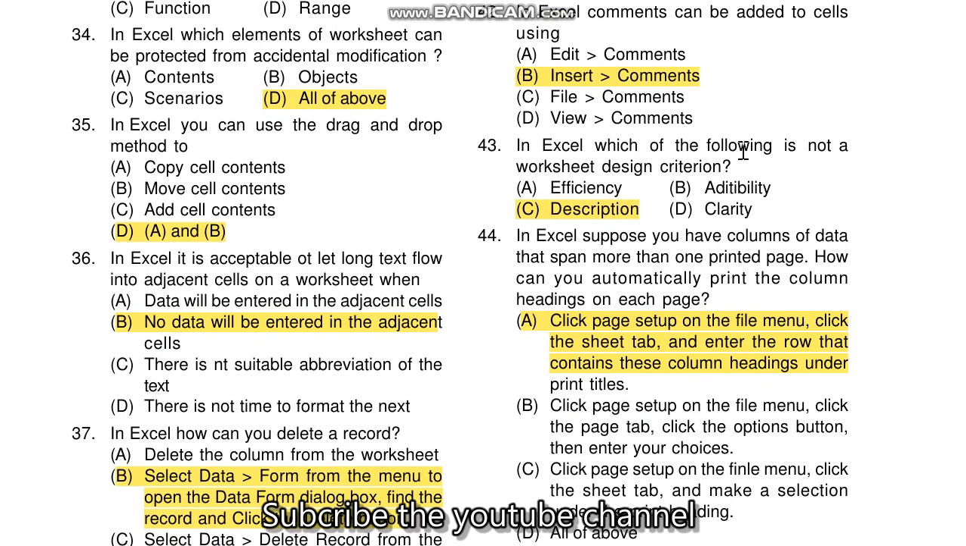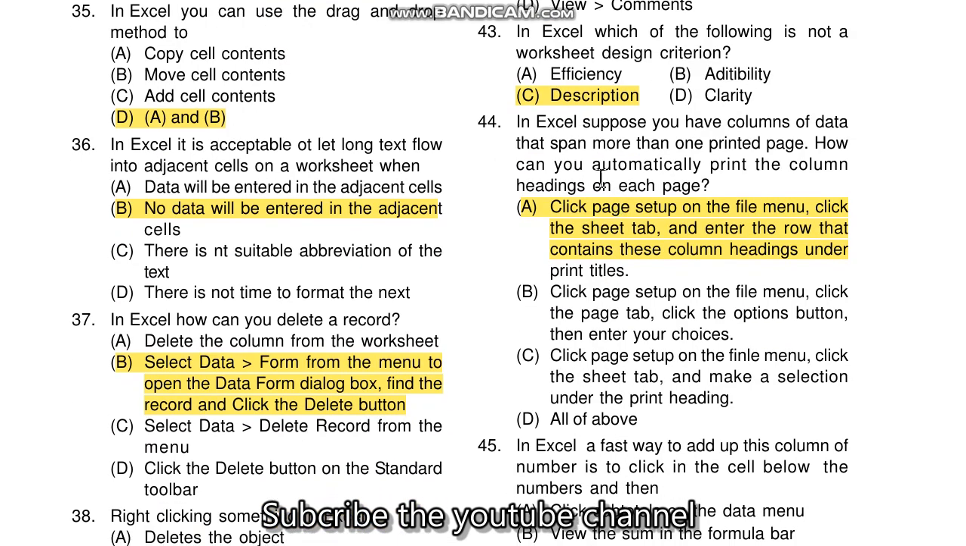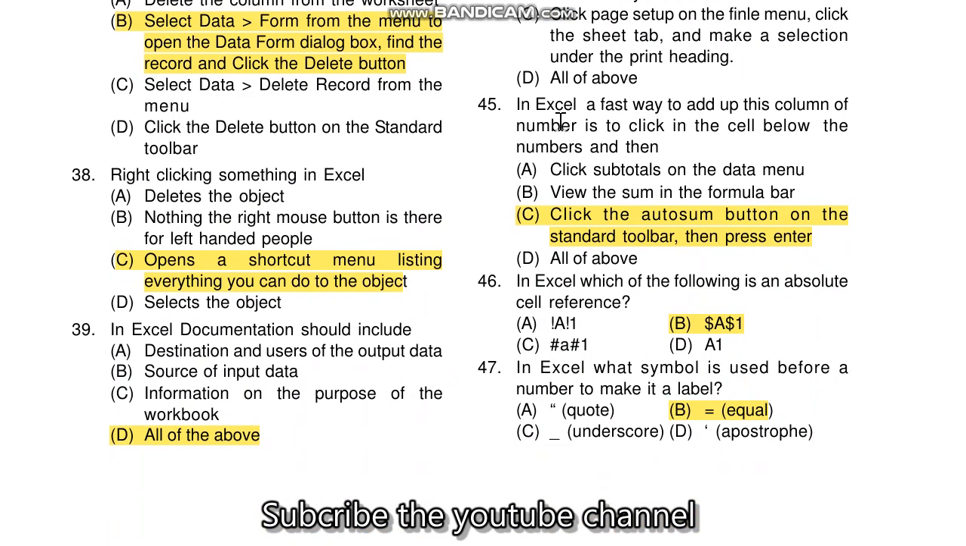43 in Excel which of the following is not a worksheet design creation description कहता है. 44 in Excel suppose you have column of the data that span more than one printed page. How can you automatically print the column heading on each page? Correct answer A. Click page setup on the file menu, click the sheet tab and enter the row that contains these column heading under.